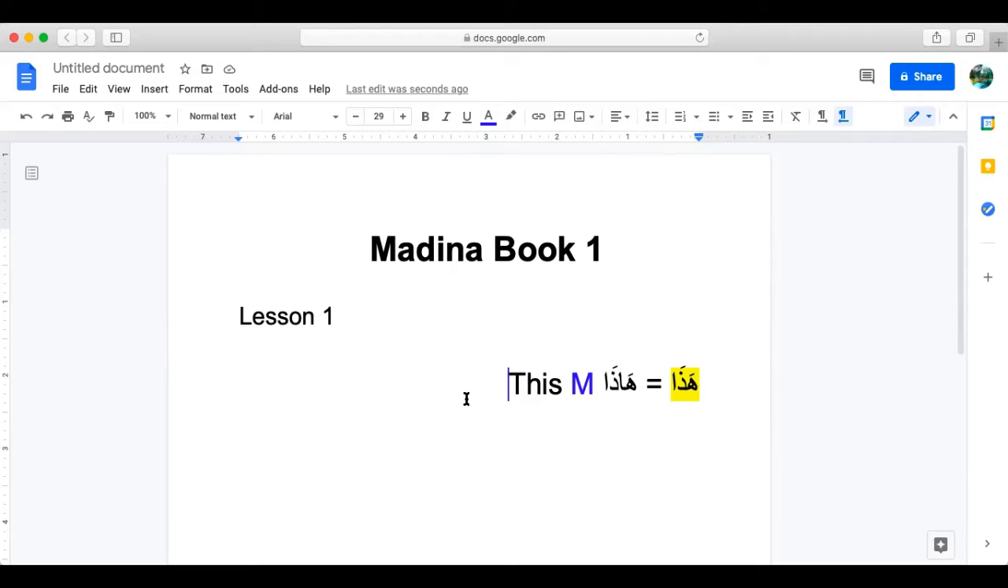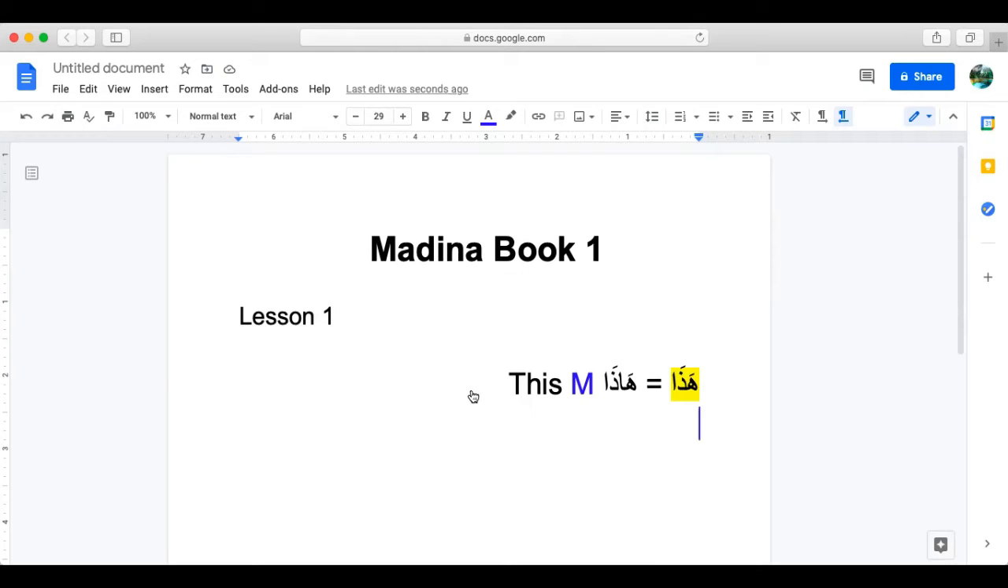But yes, هذا means this. It's for something close, something near. You wouldn't say this for something far. You would say that for something far. So that is the first thing that we're looking at, هذا.